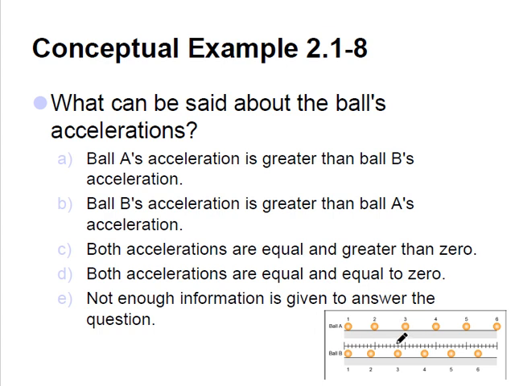So the spacing tells us the velocity for both balls is constant. They're going with constant velocity, meaning we don't have acceleration. So this and that are gone. Now we have this choice: both accelerations are equal, greater than 0. It can never be greater than 0 because the spacing is the same, evenly distributed in both cases. Therefore the velocities are constant, therefore your acceleration is 0. So the answer is D.